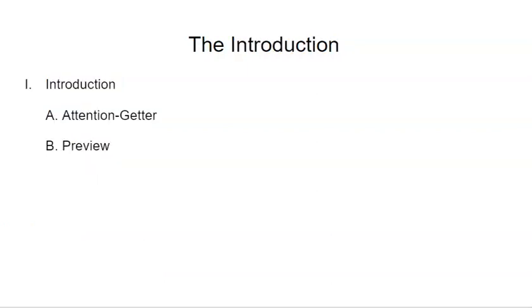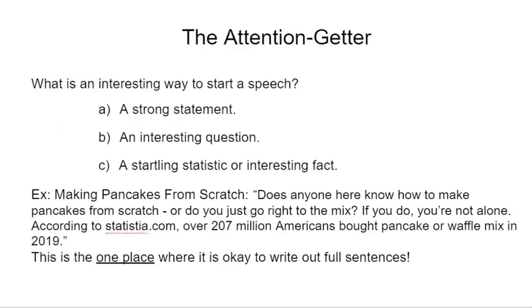We start off with the introduction. And the introduction consists of two things, the attention getter and the preview. The goal of your attention getter is to engage your audience right at the start. You want to grab your audience's attention, hence the name, and there's different ways to achieve this. One way is to make a strong statement that grabs our attention. Another way is to have an interesting question that engages the audience. And a third way is a startling statistic or an interesting fact that once again engages us immediately.